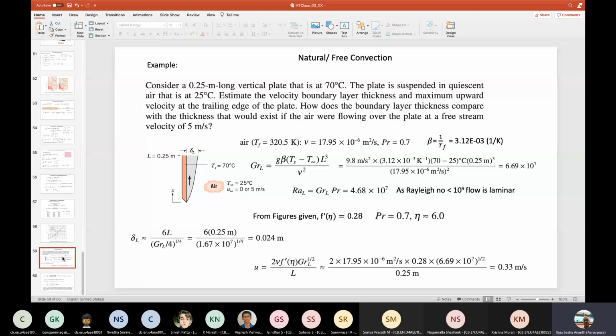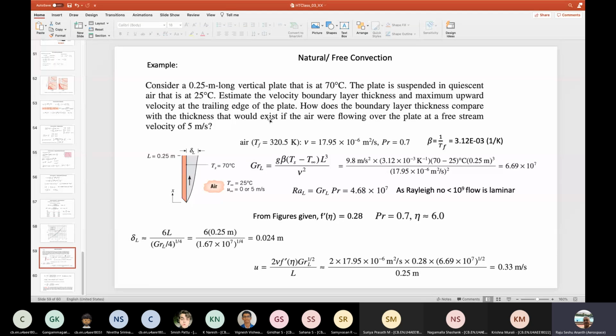All right, just for illustrating all the techniques, let's do a simple problem. Very straightforward. There's nothing fancy about this. I'm going to consider a plate of length 0.25, and I don't know whether I assumed anything for the width. Maybe I did not. Okay, it's okay. This plate is heated and is kept at 70 degrees centigrade, so its surface temperature is 70 degrees. The plate is suspended in quiescent air that is at 25 degrees. So the surrounding air is 25.